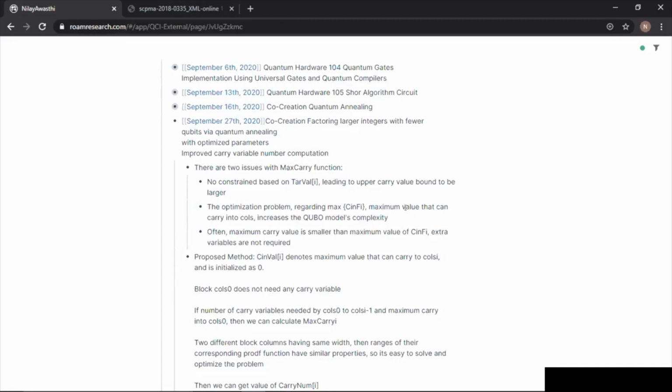So that says that the maximum value that can carry into the columns increases the complexity of the model. It's because the more carries will be coming in, the more variables there will be, and that will increase the complexity because you'll have more and more variables to solve. Then it says that the maximum carry value is smaller than the maximum value of C in.